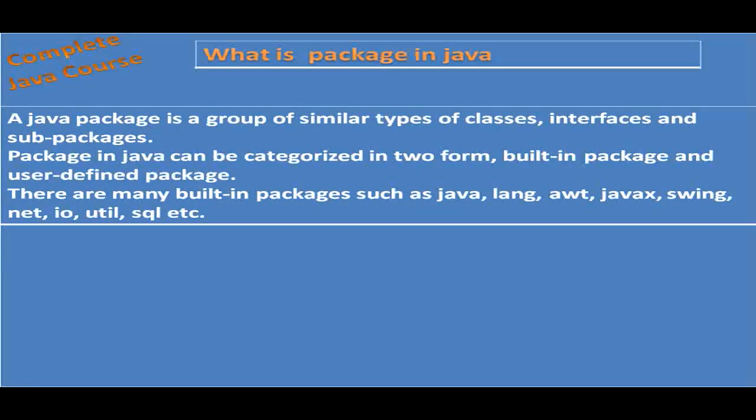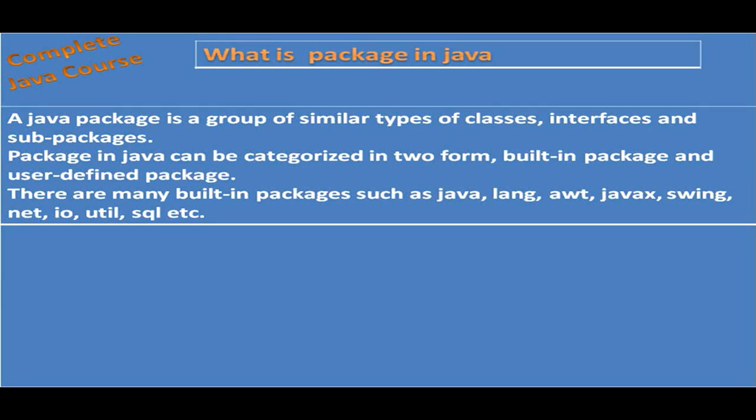There are many built-in packages such as java.lang, java.awt, javax.swing, java.net, java.io, java.util, and java.sql. Basically, in a package we keep similar types of classes. Suppose in the lang package we keep those classes which are used by every class. So the lang package is the default package for every class. If you do not import the lang package, it is automatically imported in your class.